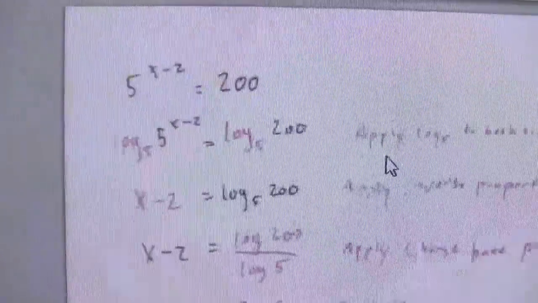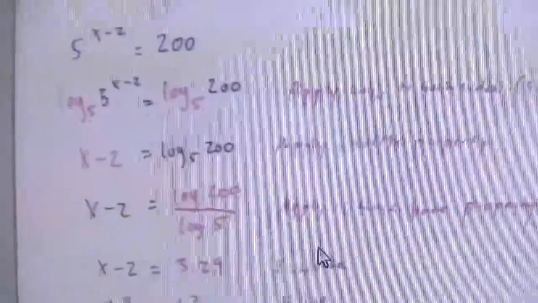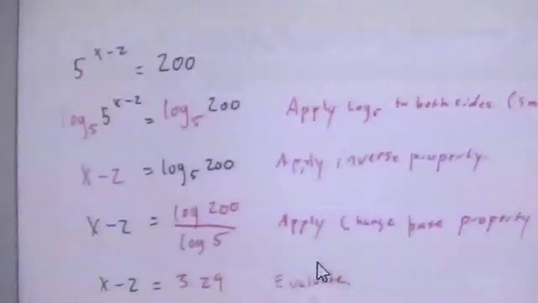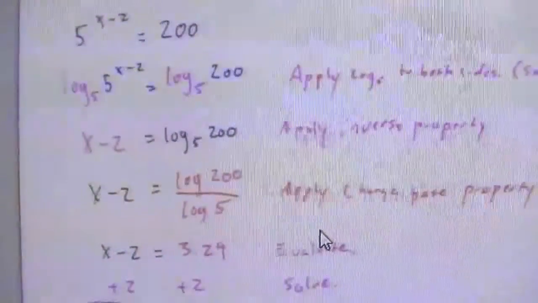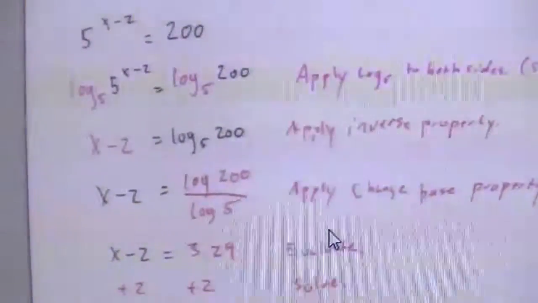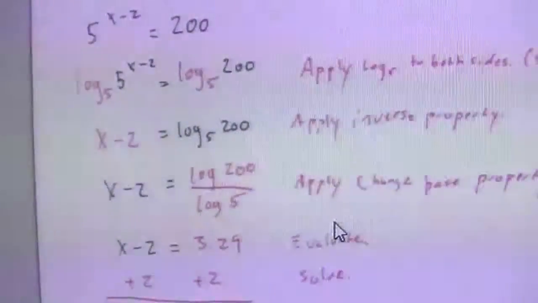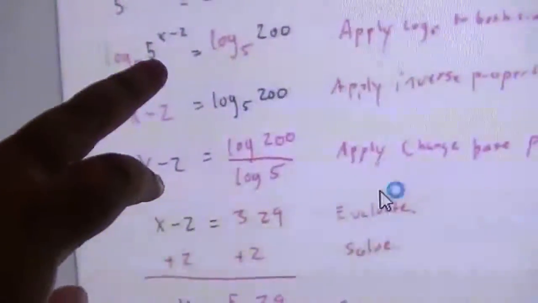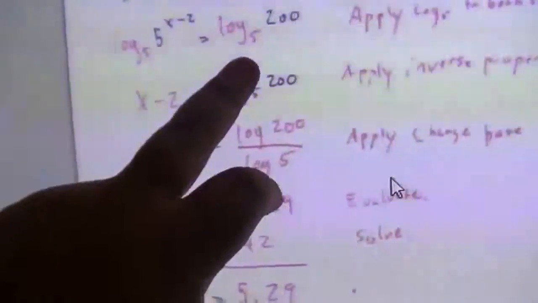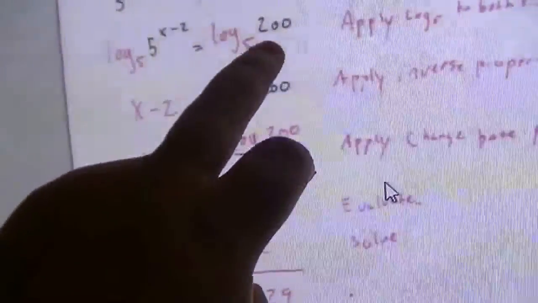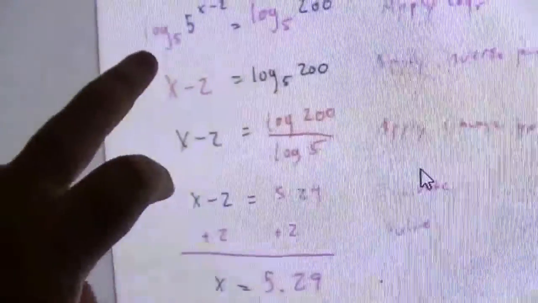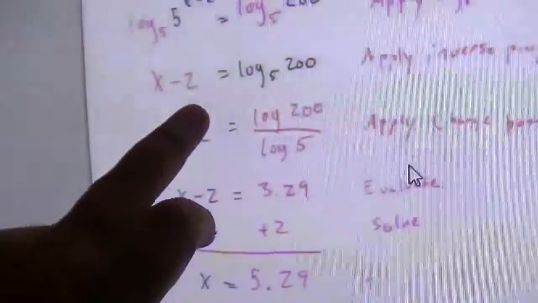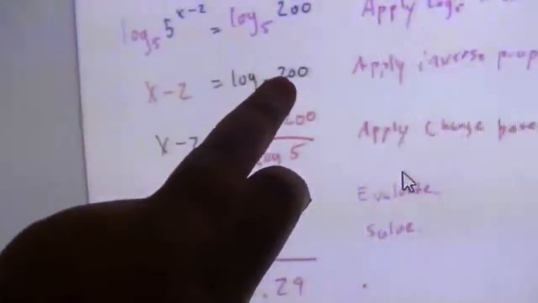The second problem is very similar. You have 5 raised to the x minus 2 is equal to 200. And once again, we know that our lowest base is 5. So we're going to apply log base 5, and then we have 5 raised to the x minus 2. And then we're going to also do it to the right side. We have log of base 5 of 200. Because of the inverse property, we can bring down the exponent, which is going to be x minus 2 is equal to log base 5 of 200.